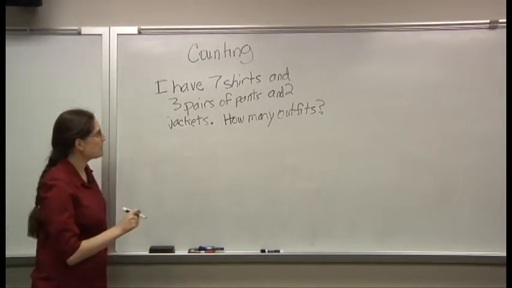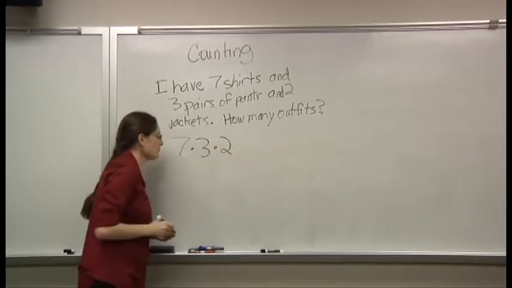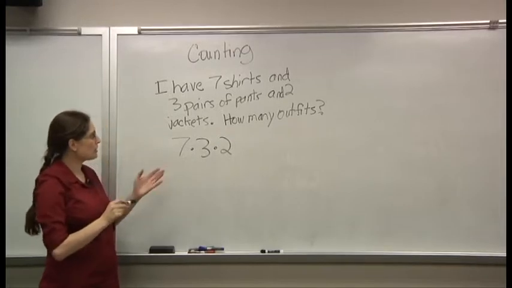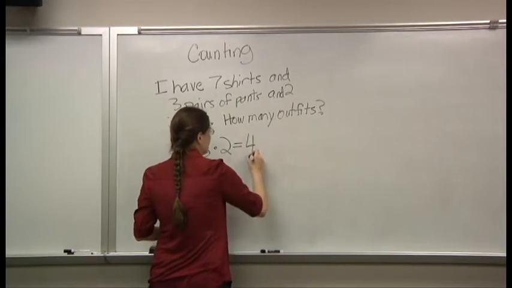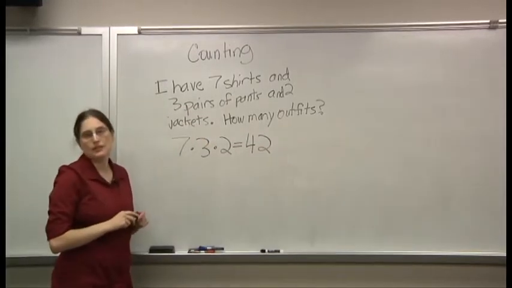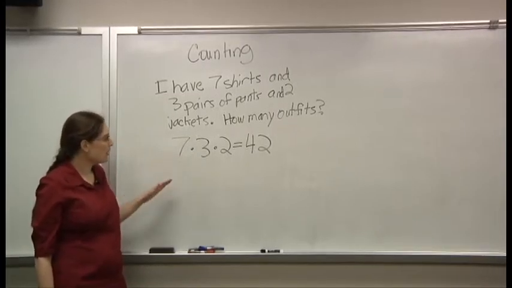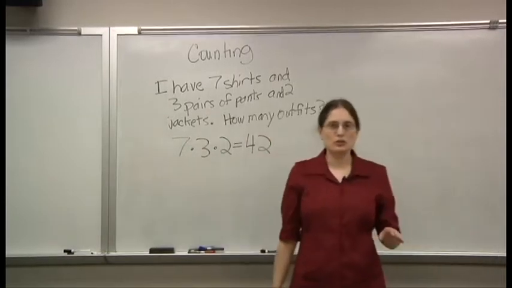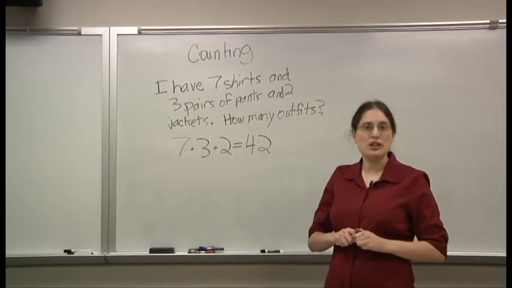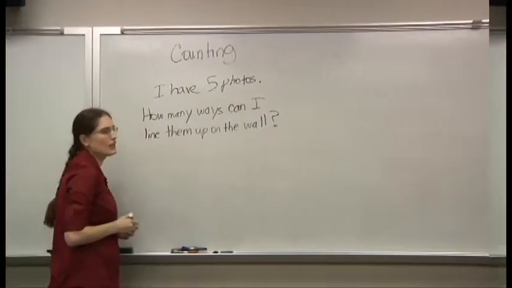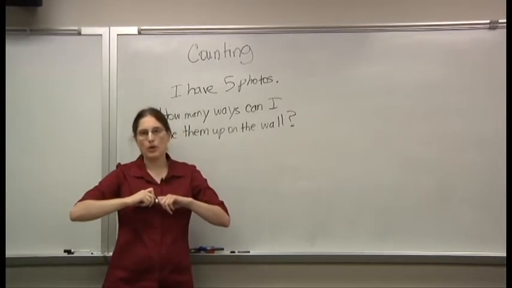You multiply them together. Because any shirt can go with any pants, can go with any jacket. 42 different outfits altogether. So, when you're looking at the number of ways to do a series of tasks, we're going to be doing some multiplying. I have 5 different pictures. How many ways can I line them up on my wall?